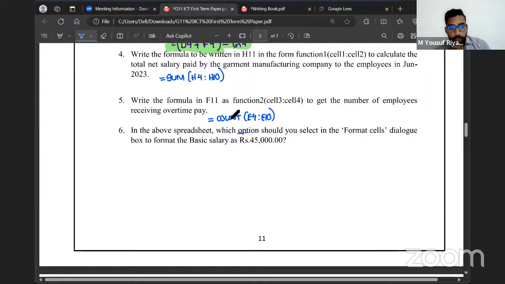Which option should you select? If you take cell format, there are multiple cell formats in a spreadsheet. For example, in Excel, there's something called general, currency, accounting, date, time. There are multiple formats. Out of these options, what do you think is most suitable to get the formatting like this? Rupees 45,000 kilo.